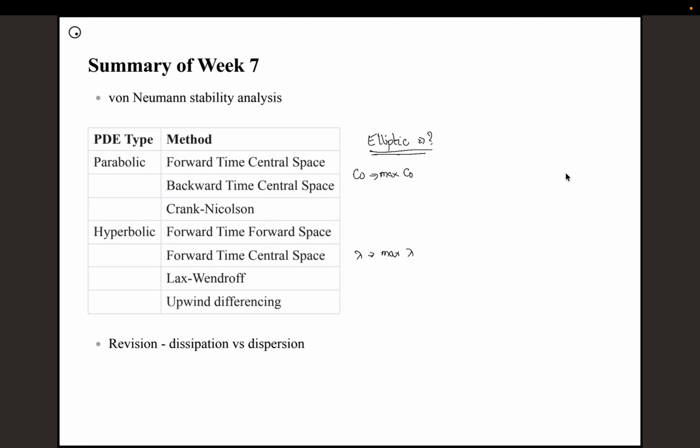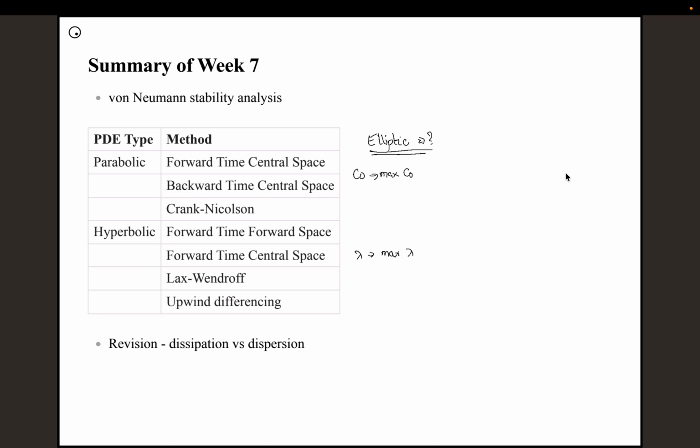That will give you the minimum time step size that you have to use so that you will get a stable solution. We did this for different methods: forward time central space, backward time central space, Crank-Nicolson, implicit and explicit. Similarly, here also, explicit and implicit methods we have done, and we have identified the criteria for lambda. So, finally, we have done a revision of dissipation versus dispersion errors.